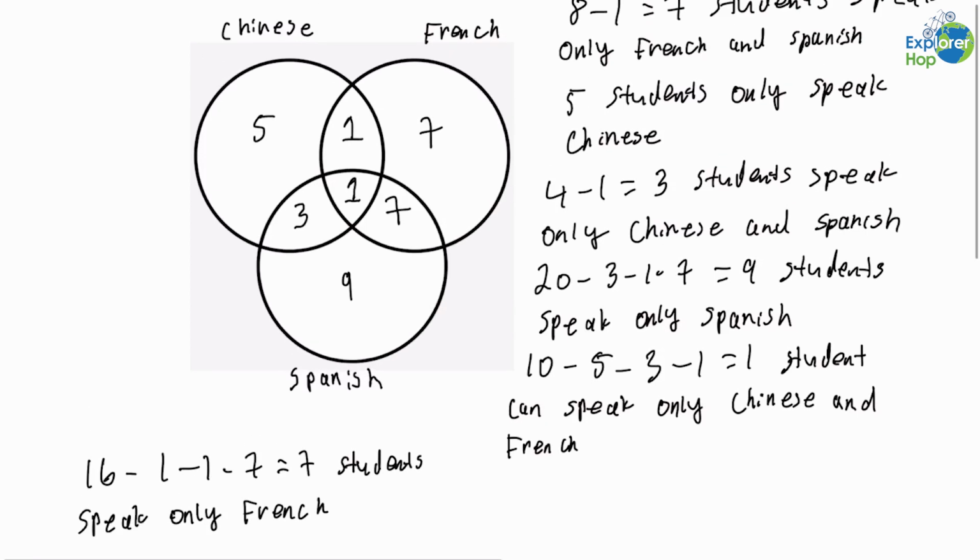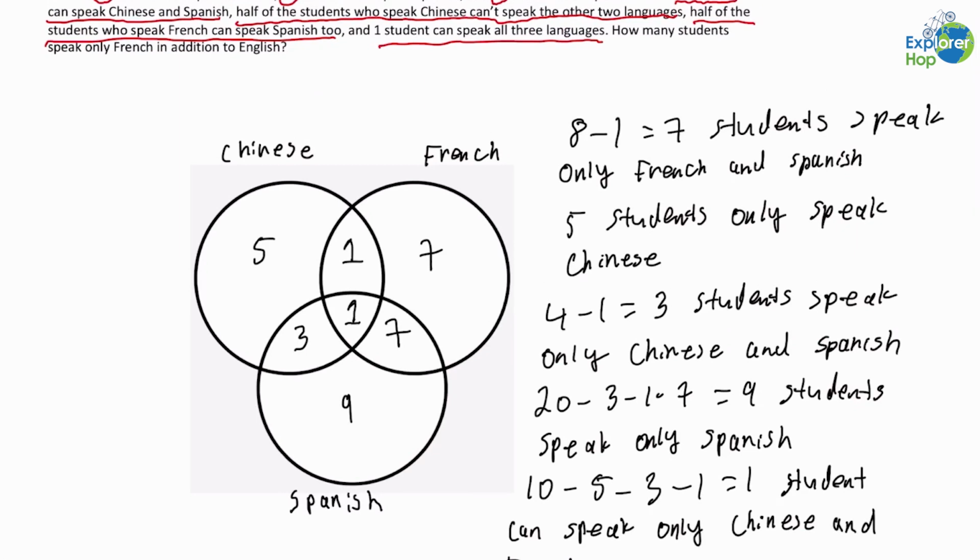And that's the Venn diagram for this example. And we can see from here that 7 students speak only French in addition to English. And that's it for this example.